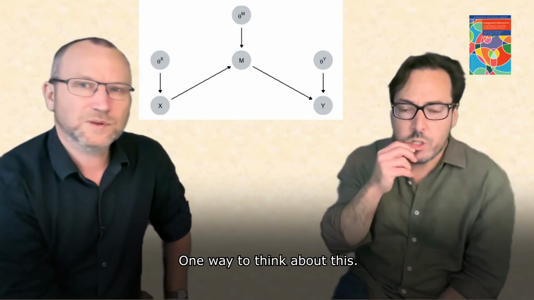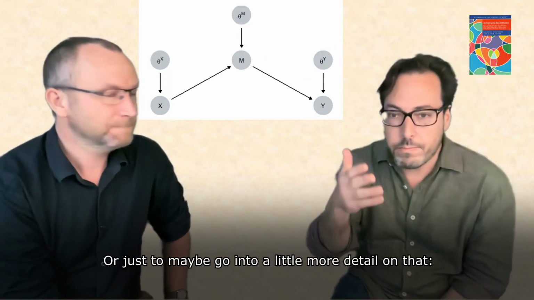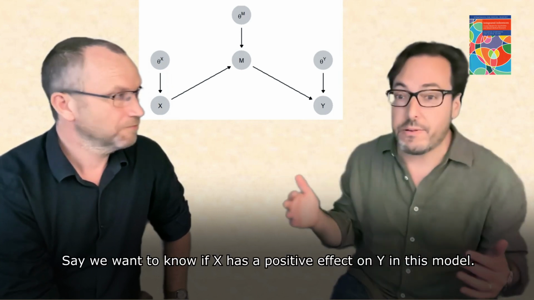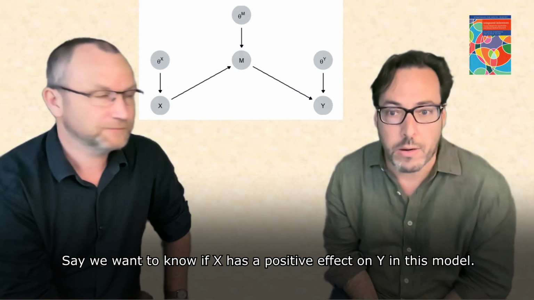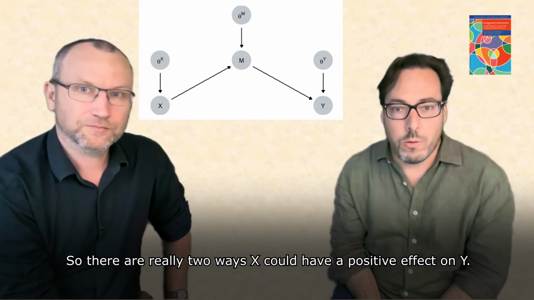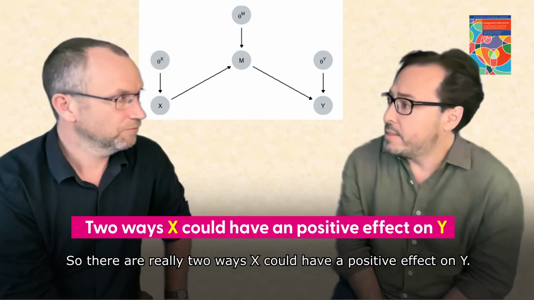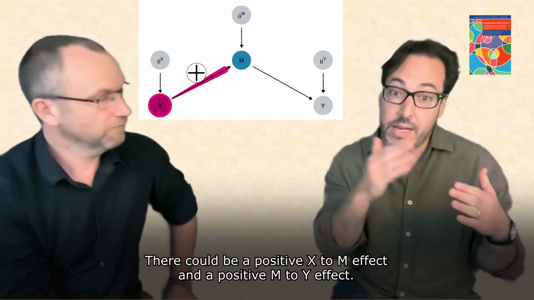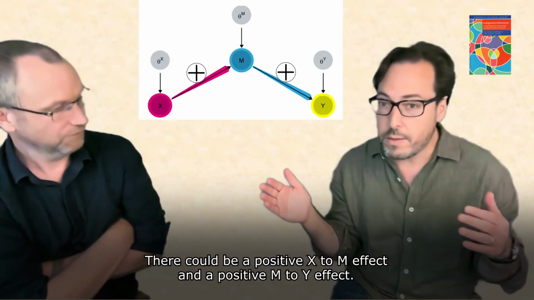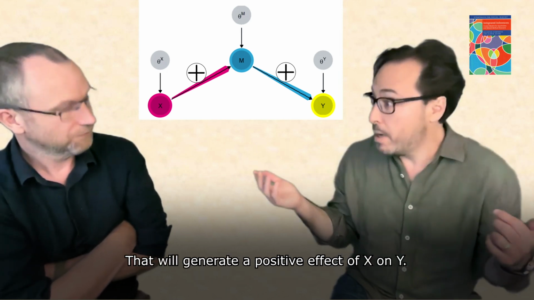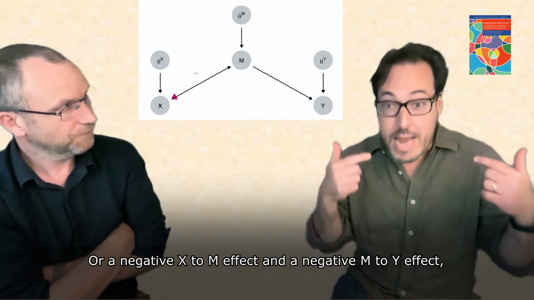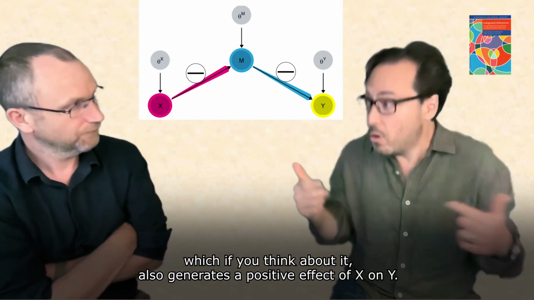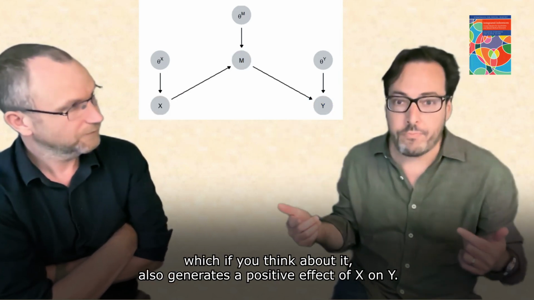One way to think about this, to go into a little more detail: say we want to know if X has a positive effect on Y in this model, right? There are really two ways X could have a positive effect on Y. There could be a positive X to M effect and a positive M to Y effect, so that'll generate a positive X to Y, right? Or a negative X to M effect and a negative M to Y effect, which, if you think about it, also generates a positive effect of X on Y.